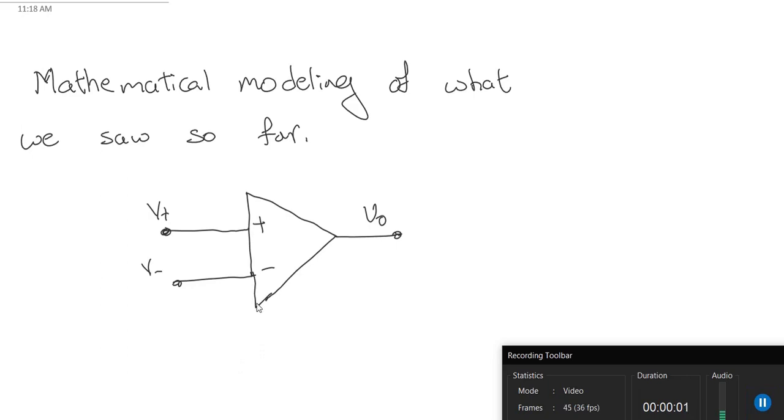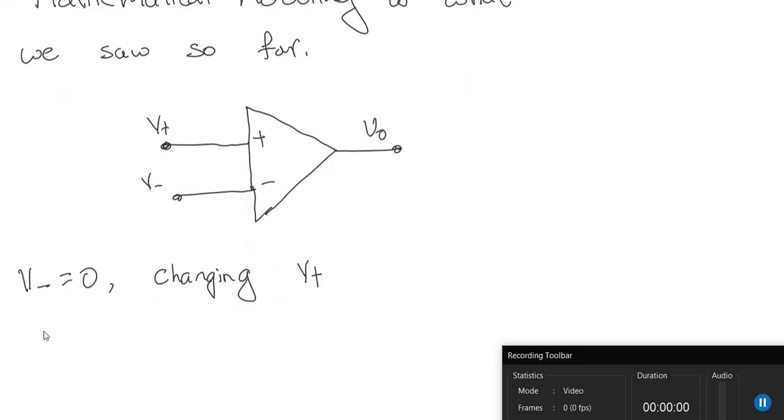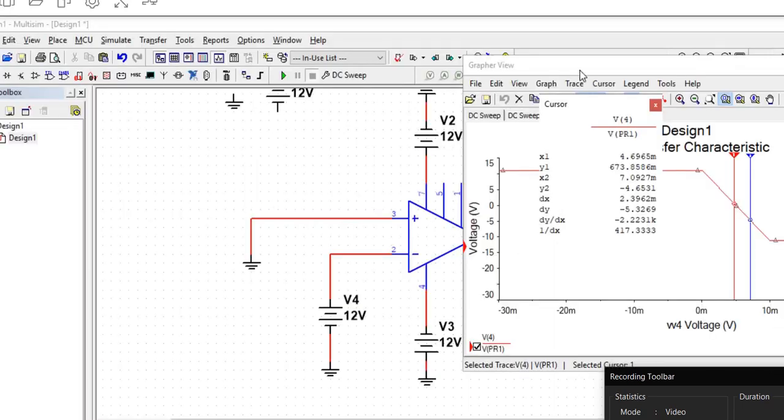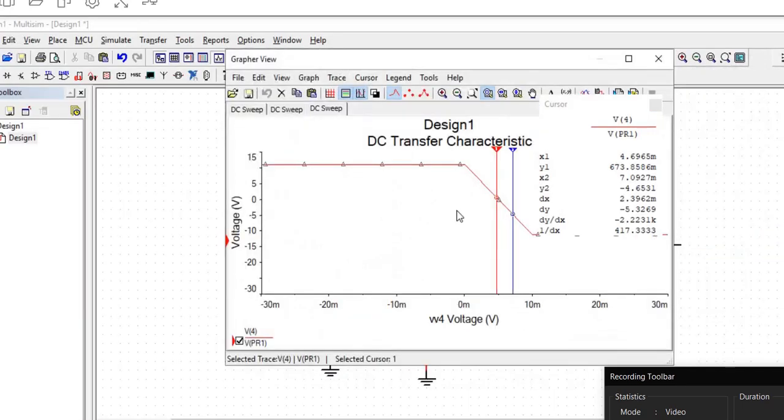Here is a symbol for the operational amplifier. We have two inputs, the non-inverting input and the inverting input, and we have an output. When we set V minus as 0 and we changed V plus, we saw that the output VO was A times V plus. A small caveat here. Note that when you look at the graph, the output is not 0 exactly when the input is 0. In fact, there is some shift here.